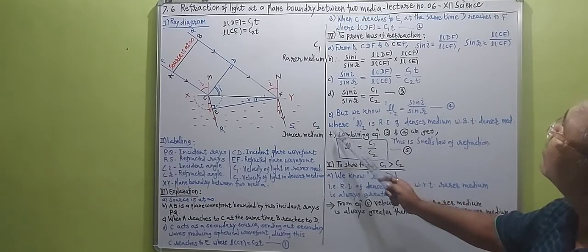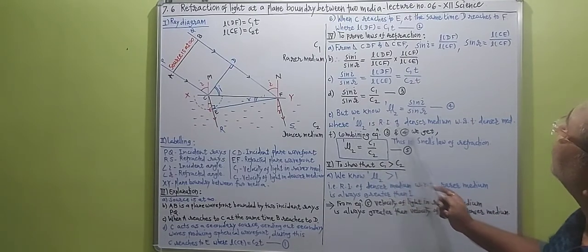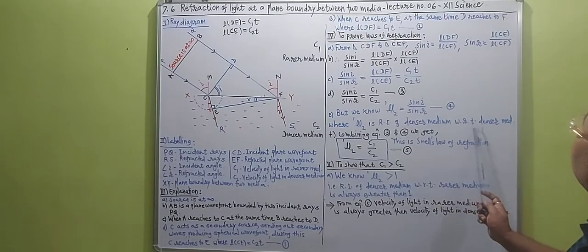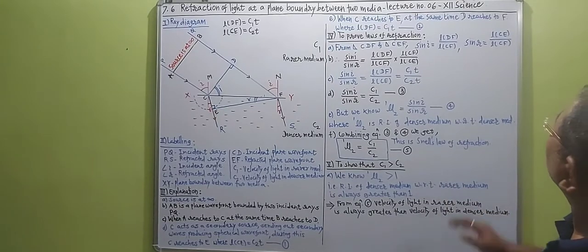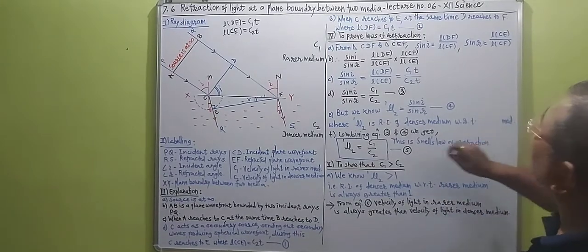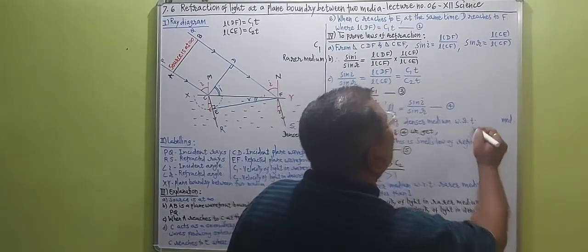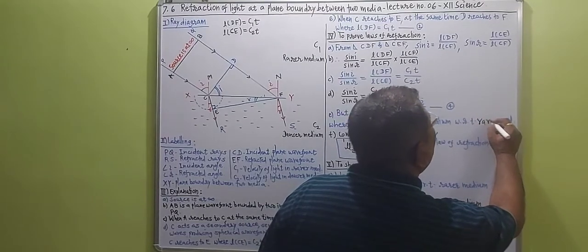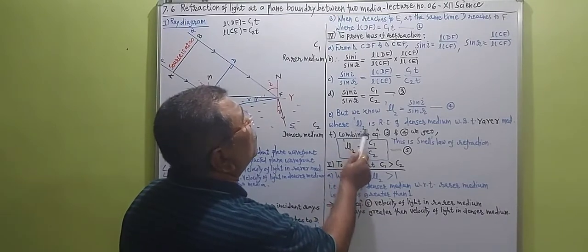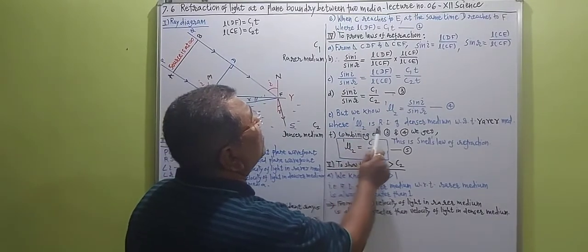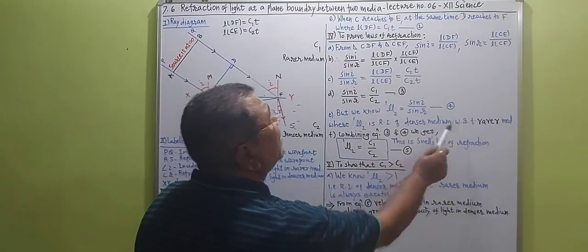So we can write like this: mu1 2 is equal to RI of denser medium with respect to, I have made a mistake here. RI of denser medium with respect to what? With respect to rarer medium. Okay, this is correct now. mu1 2 or mu2 1 is RI of denser medium with respect to rarer medium.